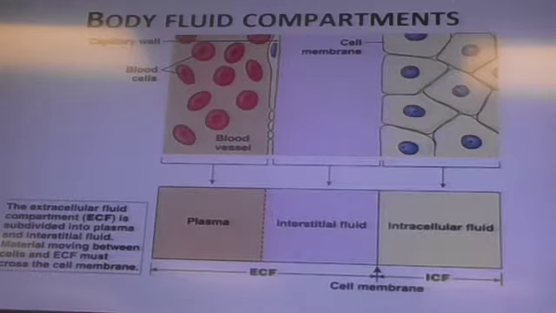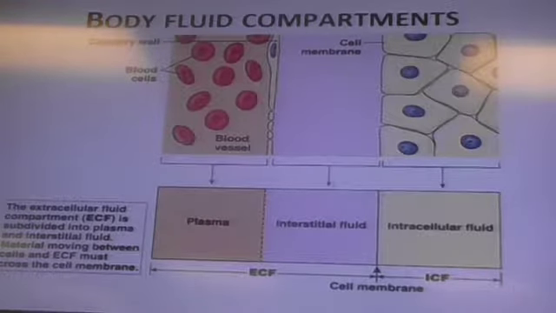Out of those 33 liters that I have here, which one will be bigger? Plasma volume or interstitial volume?